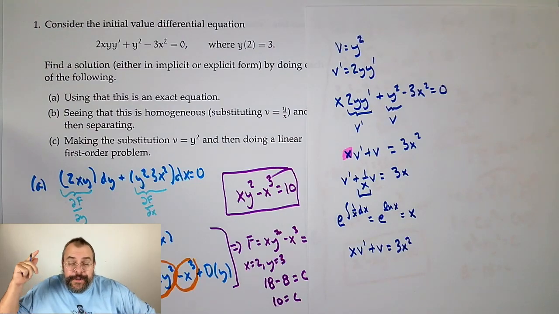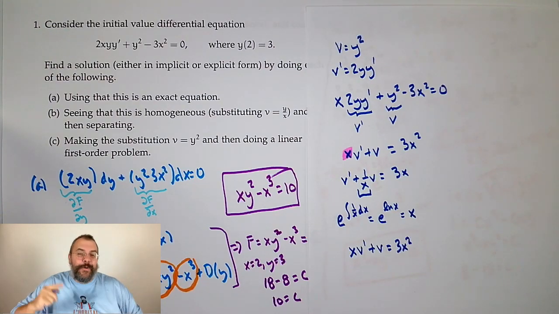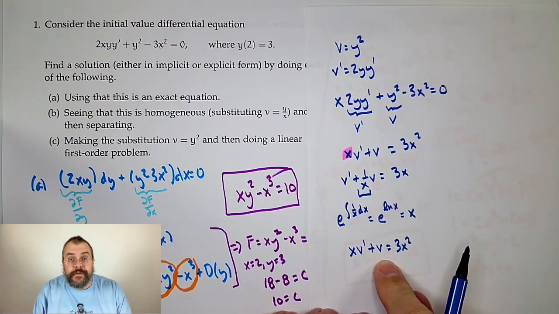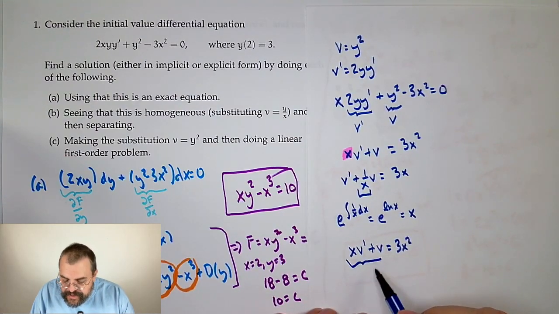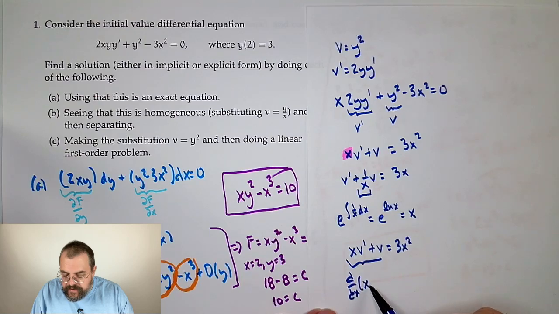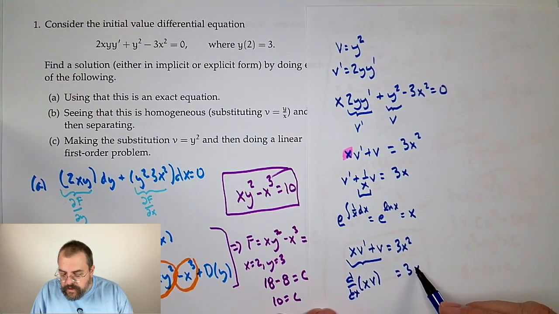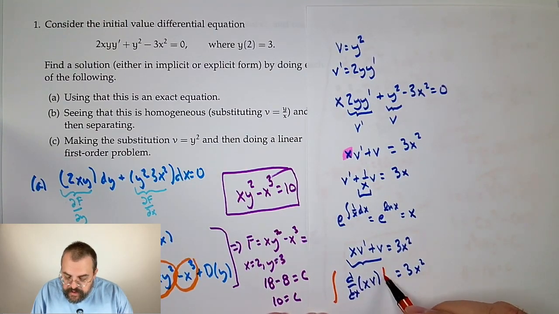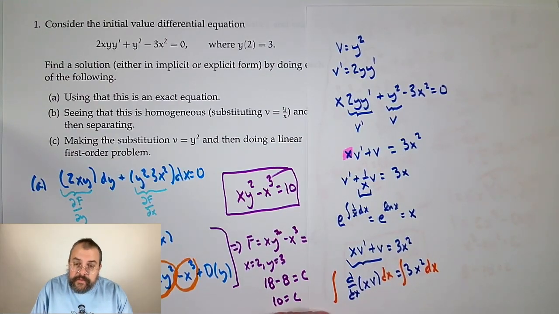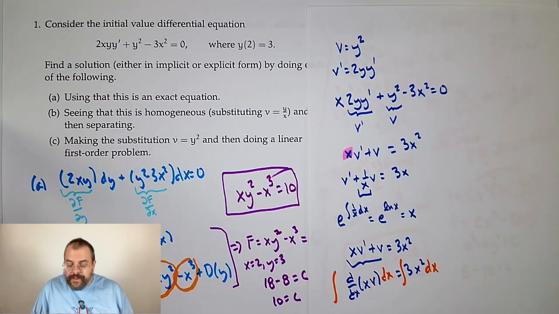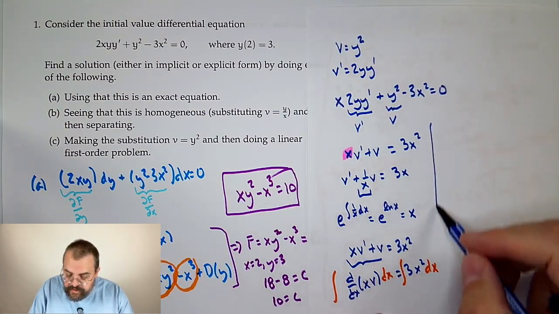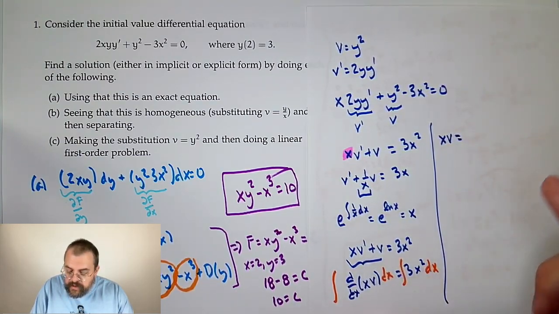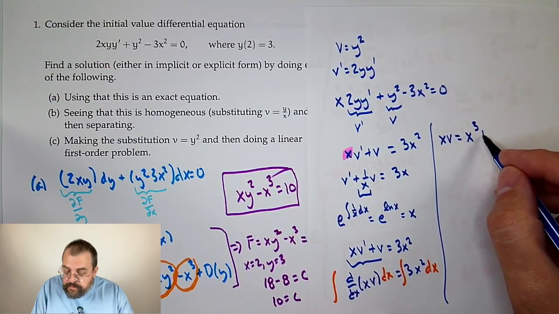Well, but now we know something here. What we know is that this side is a derivative. And so this is the derivative of x times v. And now we're like, wow, great. So we integrate both sides. And of course, the left hand side is super easy. That's by design, that it should be super easy. So we have x times v equals the integral of 3x squared, x cubed plus c.